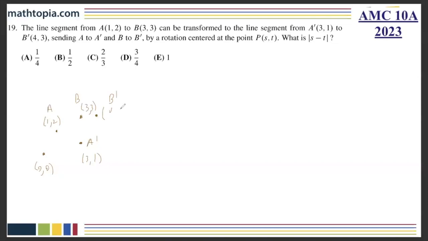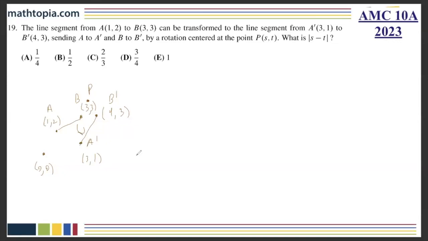Now we think about how this segment would rotate over to this segment. Clearly the center would have to be somewhere around here-ish, in order for this triangle to get rotated over to this triangle. So that's about where our point P is. We just guess with a sketch. Anyways, now we need to deduce how to figure out P given our four points, A, B, A prime, and B prime.